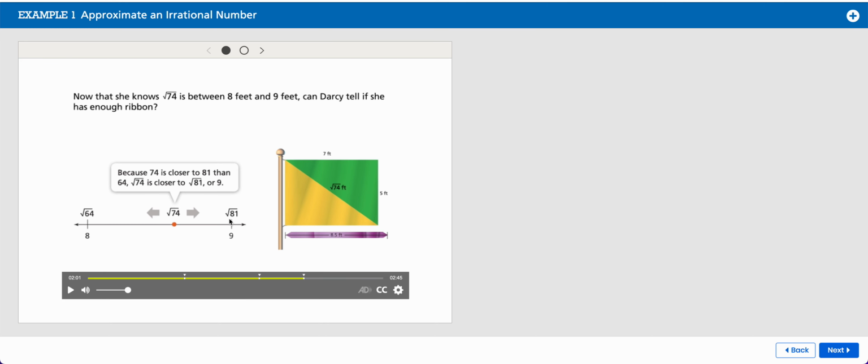Does she know at this point if she has enough ribbon or not? If she knows she's got exactly 8.5, and she knows her answer is closer to 9 than it is to 8, can she pretty well figure out? She probably has a pretty good guess that she doesn't have enough. Now, he's gonna go through some steps so that he can narrow it down and get closer. We'll talk about his steps, because it's good math, it's just tricky.